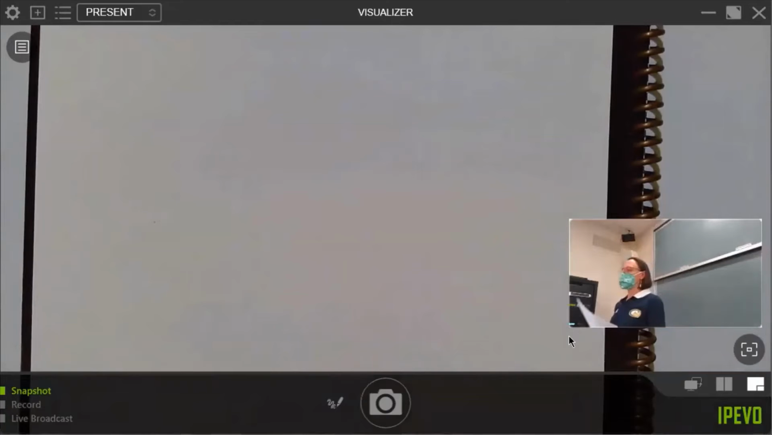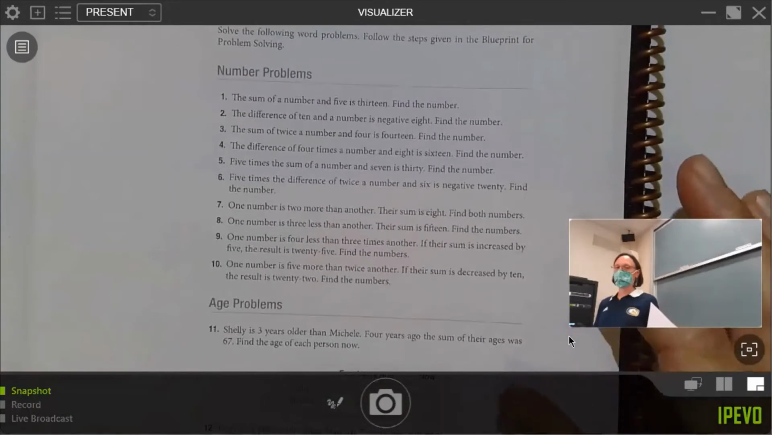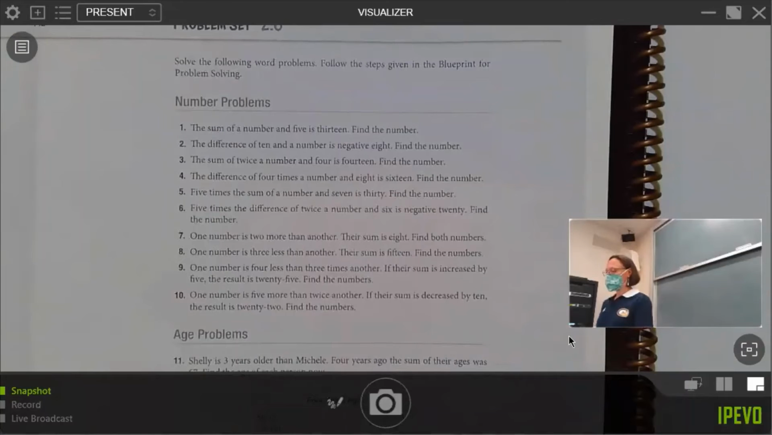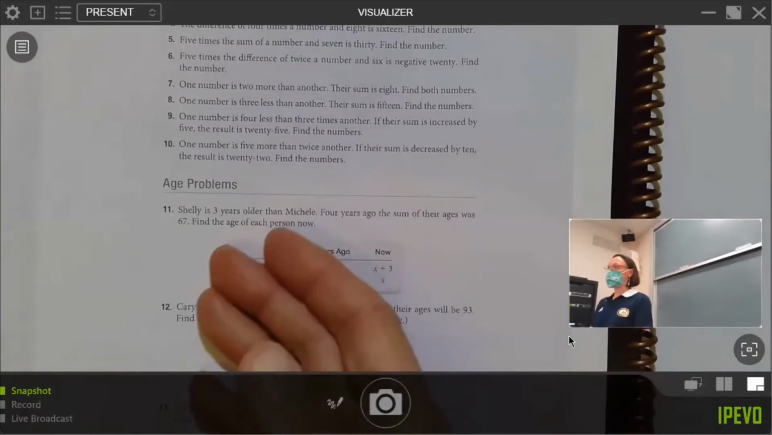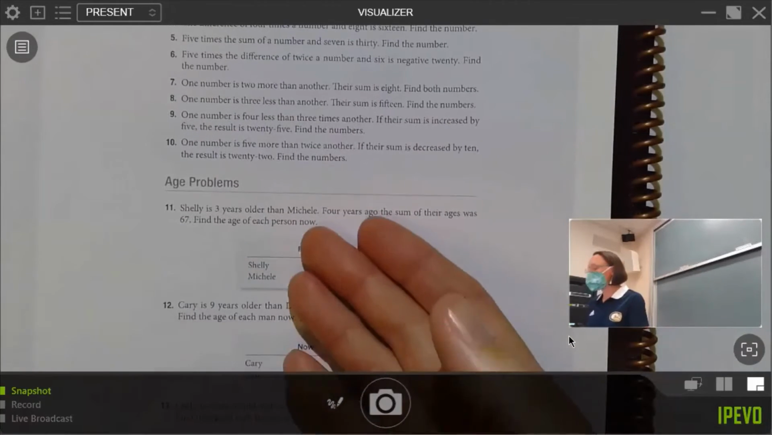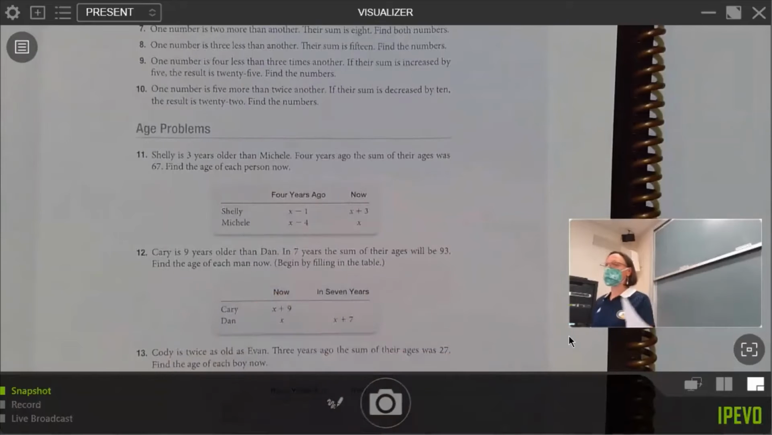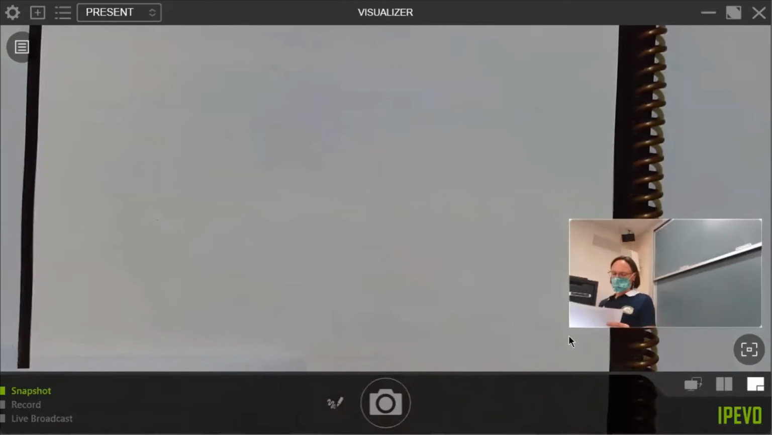So section 2.6 of our textbook has a whole bunch of word problems. I just wanted to briefly talk about reality. No one cares how old Shelley and Michelle are. No one cares how old Carrie and Dan are. No one's solving real world problems by doing these things.